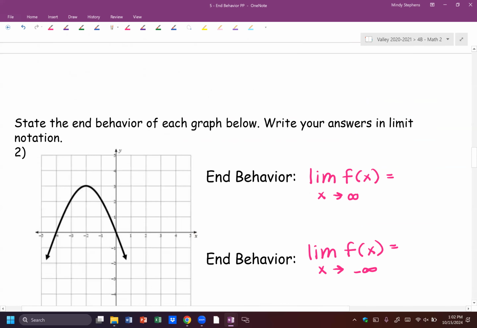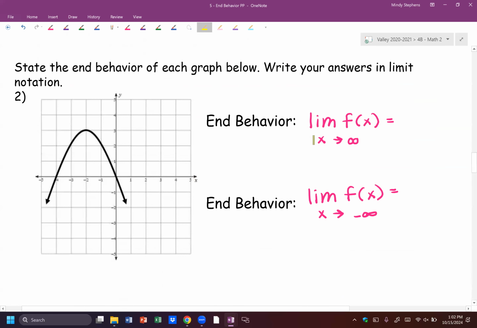So let's do number two. First we have x approaches positive infinity, which is the right side of my graph. So on the right side, which direction is the graph pointing? Down. So I'm going to do negative infinity for my answer. If it's pointing up or down, that determines if it's positive or negative. On the other side, the negative side, the graph is also pointing down. So I'm going to have negative infinity. So they're both negative infinities on those answers.